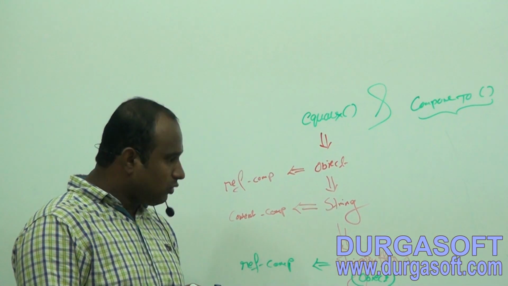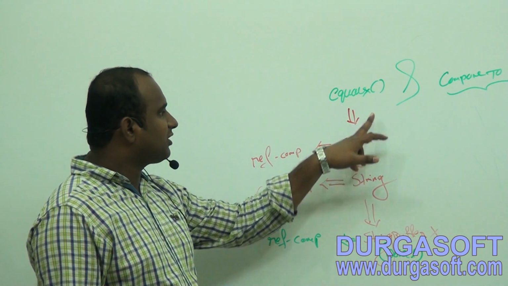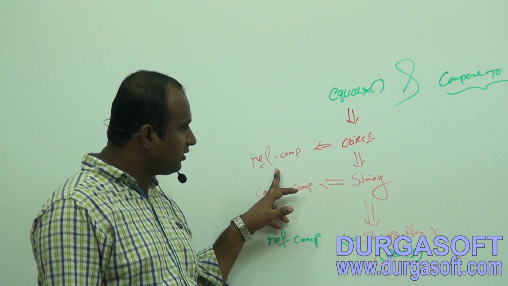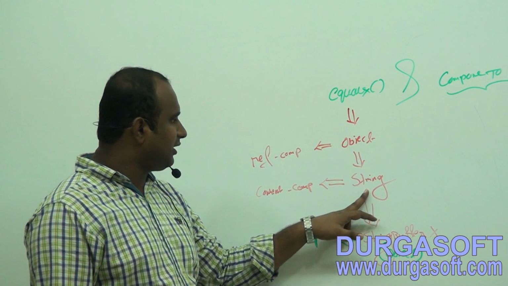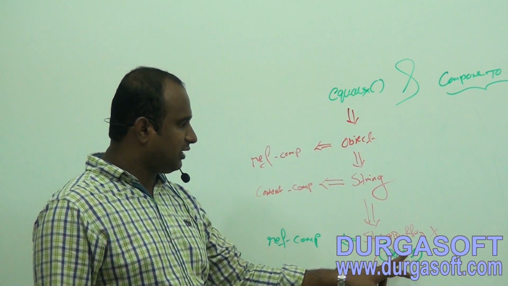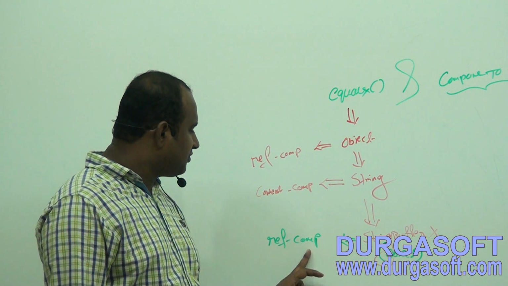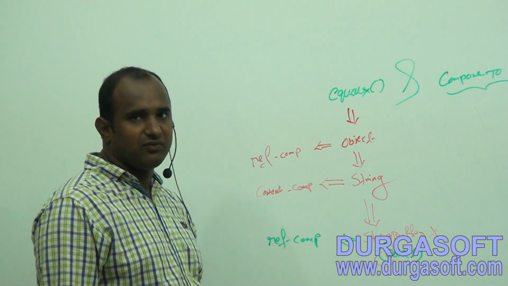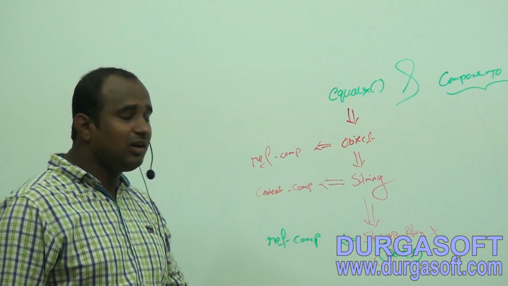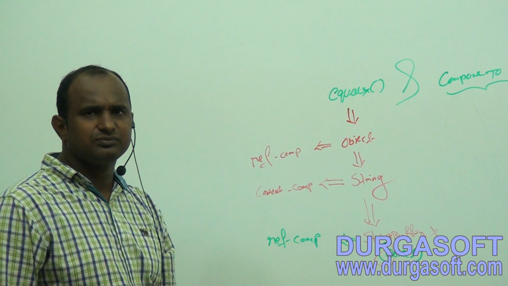In the last case I completed all these points about the equals method. Point number 1: the equals method is present in the Object class. The Object class equals method does reference comparison. The String class overrides the equals method, so it does content comparison. The StringBuffer class is not overriding it, so it uses the Object class equals method, which does reference comparison.